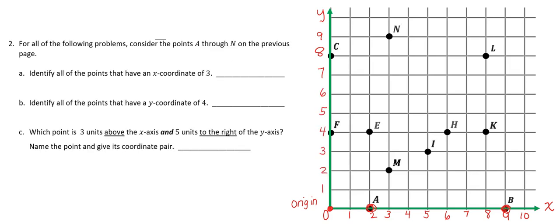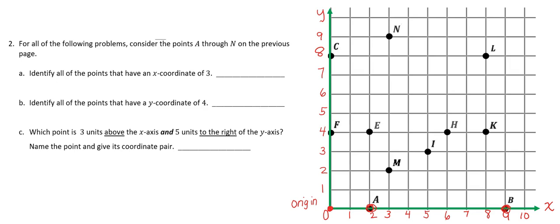Here we have a new set of questions referring to the same graph. The directions say to consider the points A through N on this graph. Question A says, identify all of the points that have an x-coordinate of 3.